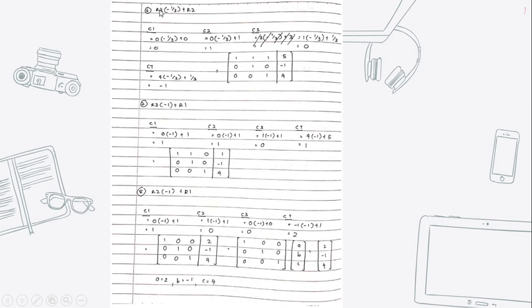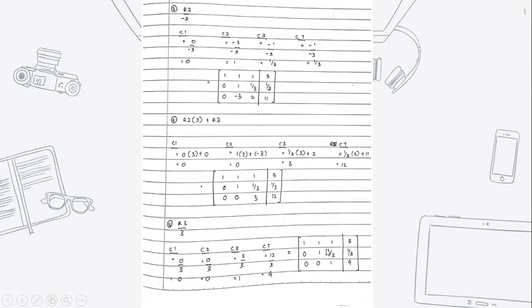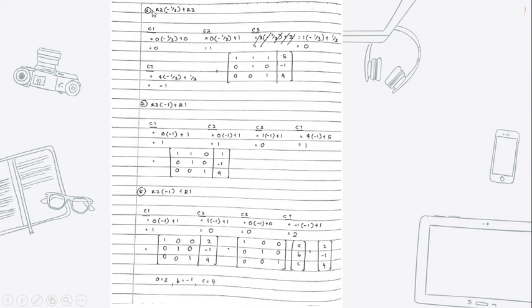And then I'm going to change this one, 1 over 3 into 0. So R3 multiply negative 1 over 3 plus R2. We only look at column number 3. So 1 multiply negative 1 over 3 plus 1 over 3, it becomes 0. And so on for the entire row.